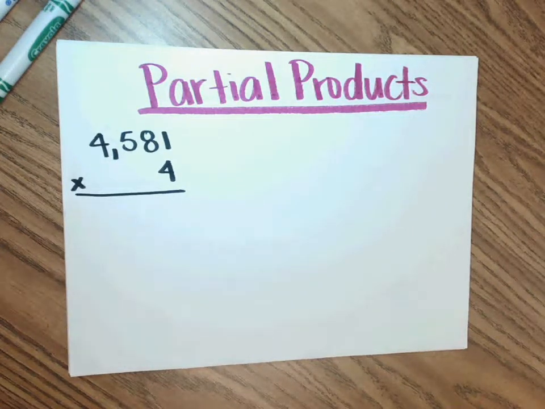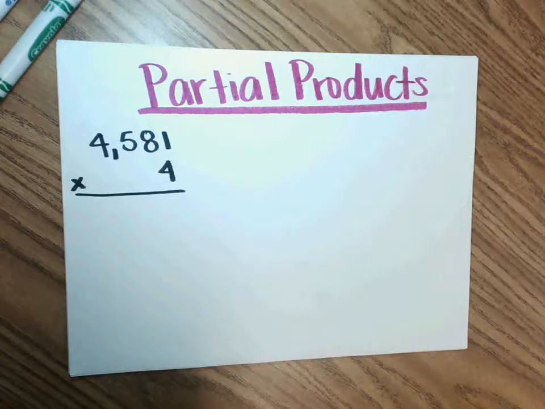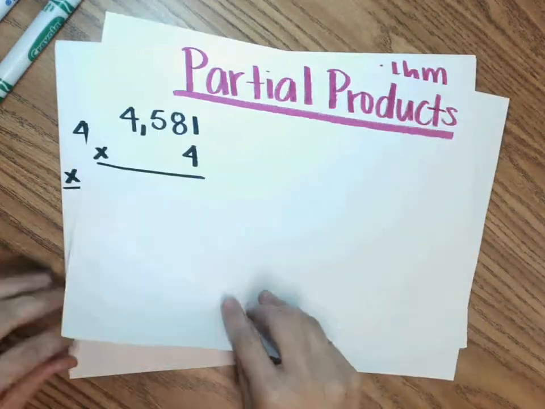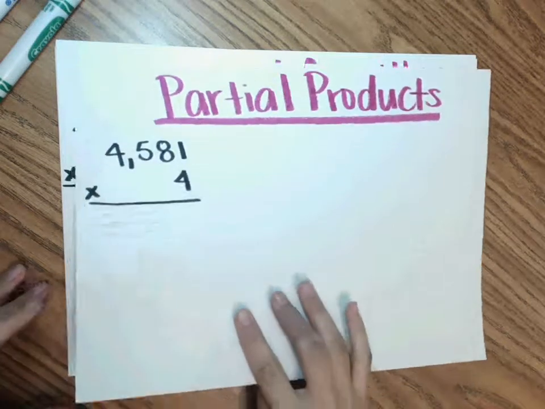Hey families, so I'm going to show you really quickly our two strategies for multiplying in 4th grade. The first one we're going to talk about is called partial products, and then we will talk about the standard algorithm, which is the way that most of us learned how to multiply.